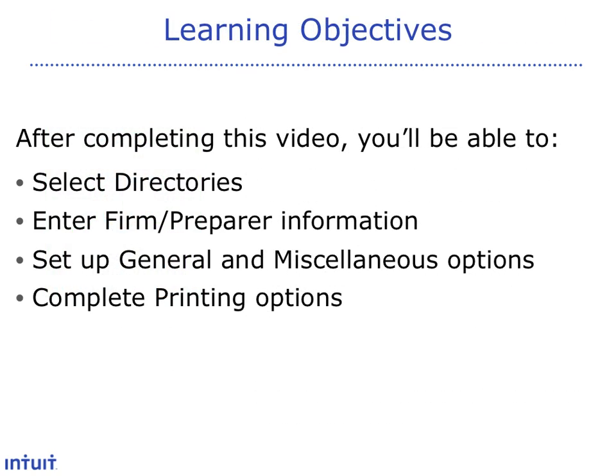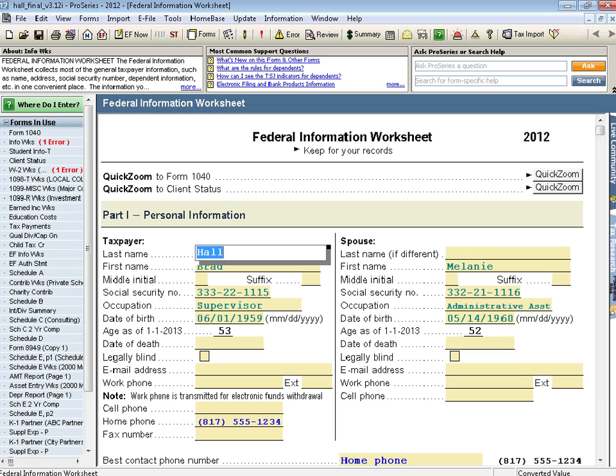In this video, you will learn how to select directories, enter your firm and preparer information, set up general and miscellaneous options, and also to complete the printing options. We went through the options setup wizard in another video, and in that video we chose the express setup. In this video, I want to go into more detail on some of the key options.